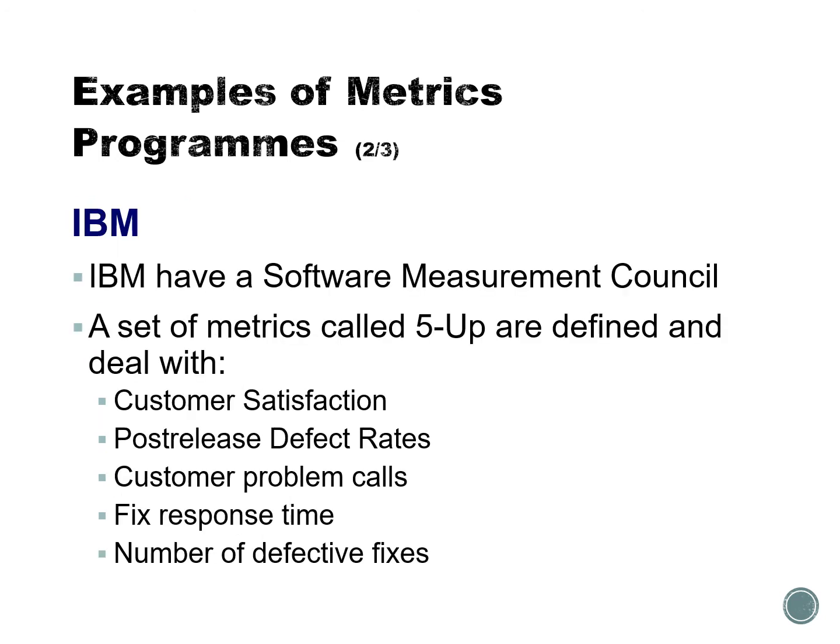IBM, similar, Software Measurement Council. Set of metrics, call it 5UP, which define customer satisfaction, post-release defect rates, customer problem calls, fixed response time, number of defective files. Of course, IBM is now a data center organization, so I'd say that number of defective fixes or fixed response time or customer problem calls are probably quite important because they are doing something that's very costly for the customer if their system fails.